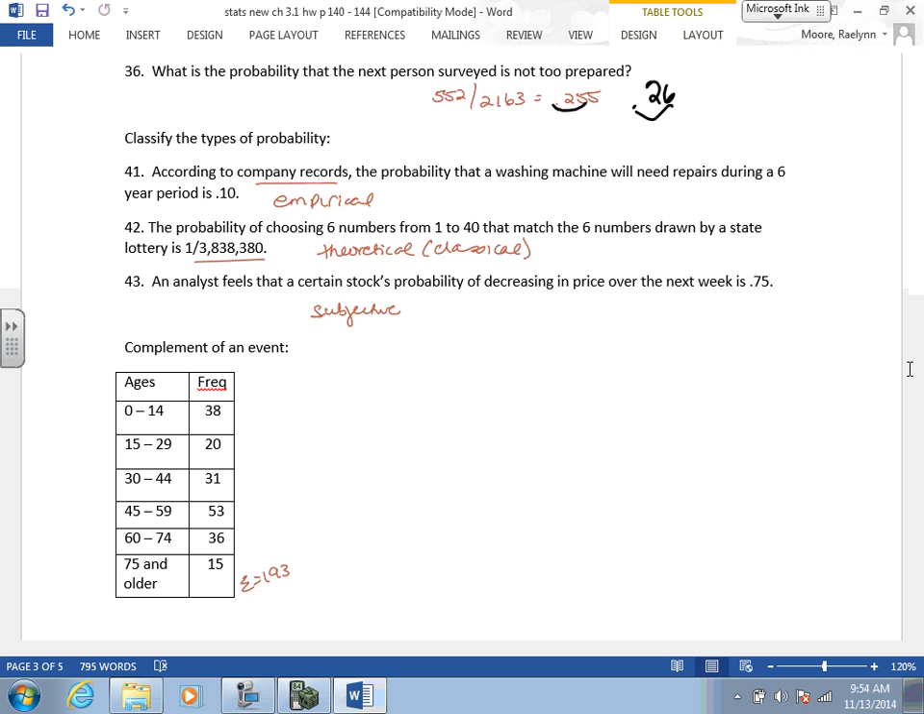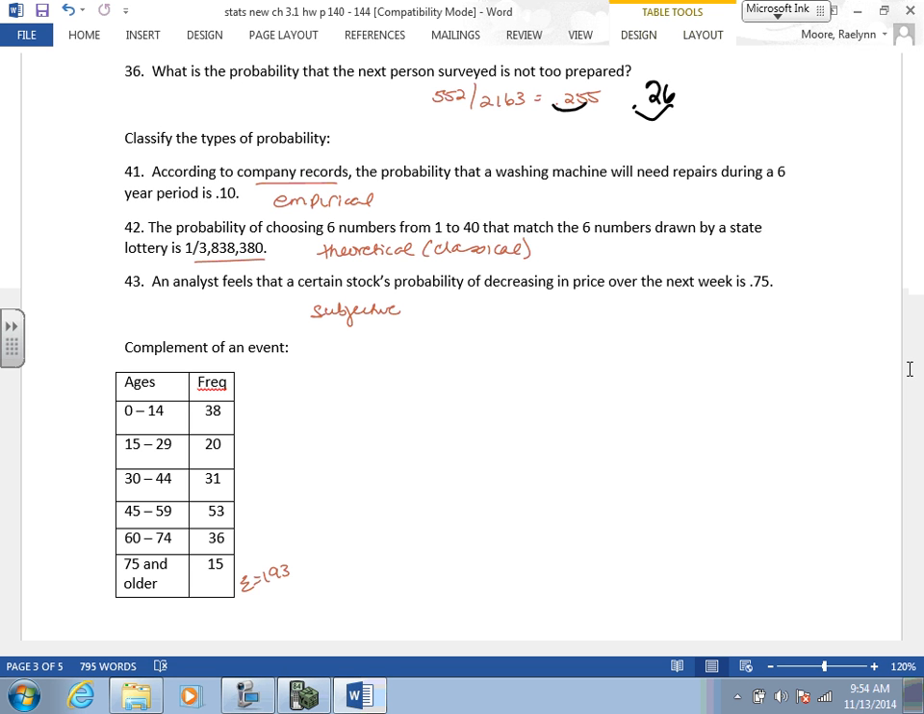Will that change over time? Yeah. Like if I do this in another year, Aaron, will I still get the same probability? Will it be 10%? So that's your experimental part. Even though you're not experimenting with that washing machine, that's your company records, your count. That hasn't been proven over time. Over time would be my washing machine never, ever, ever changes.